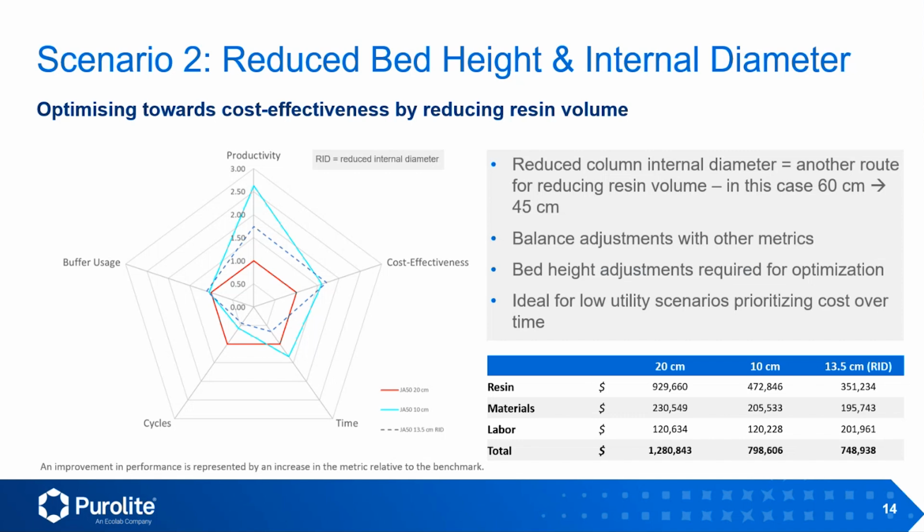So we're looking at a drop in this case of the internal diameter from 60 down to 45 centimeters, as well as a 10 centimeter bed height. And in regards to the reduced internal diameter, a bed height of 13.5 centimeters. So that's to ensure a balance between processing time and cost effectiveness without going too low.